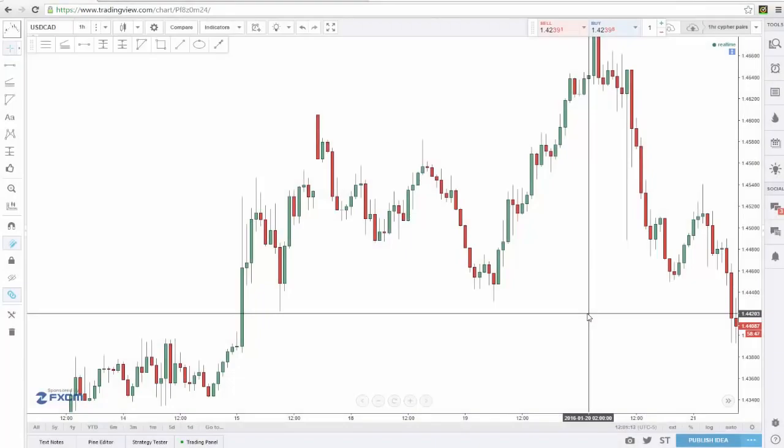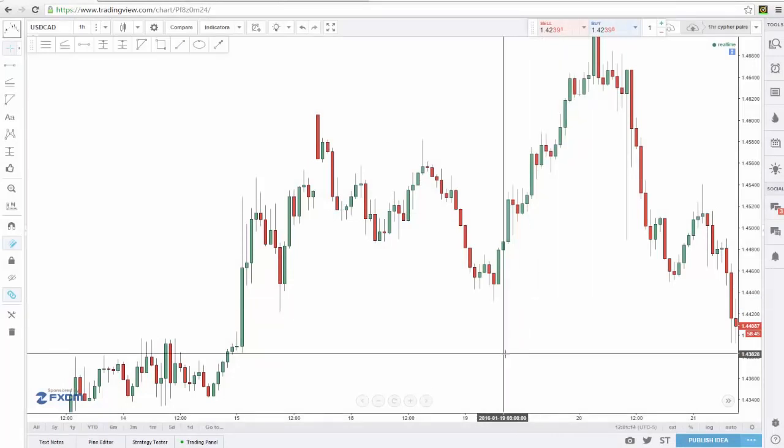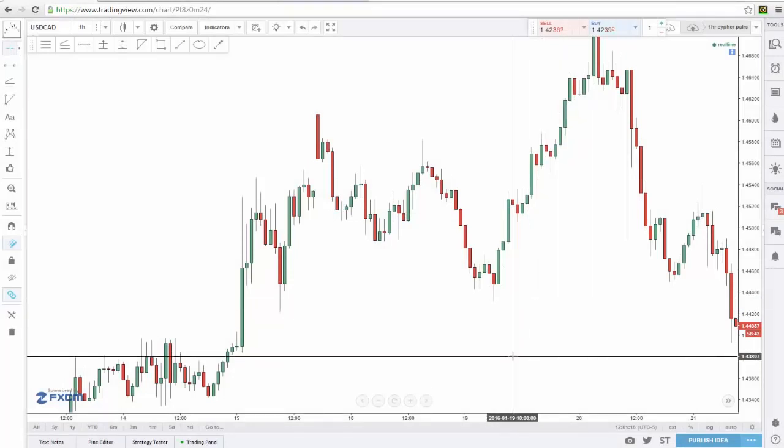Alright guys, so here on the USD CAD 1 hour chart, there is a good example of a successful Gartley pattern right in front of you on the screen. And I'll give you a second to see if you can spot that.